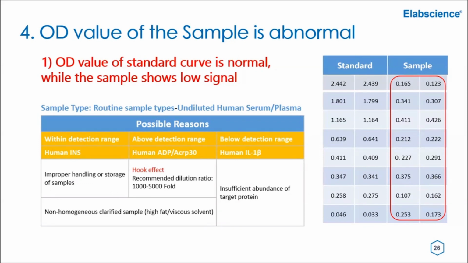Case 3, the target protein has low expression in the sample, and the concentration may be below the kit sensitivity. In this case, the kit cannot meet the needs of the sample measurements. We are sorry.